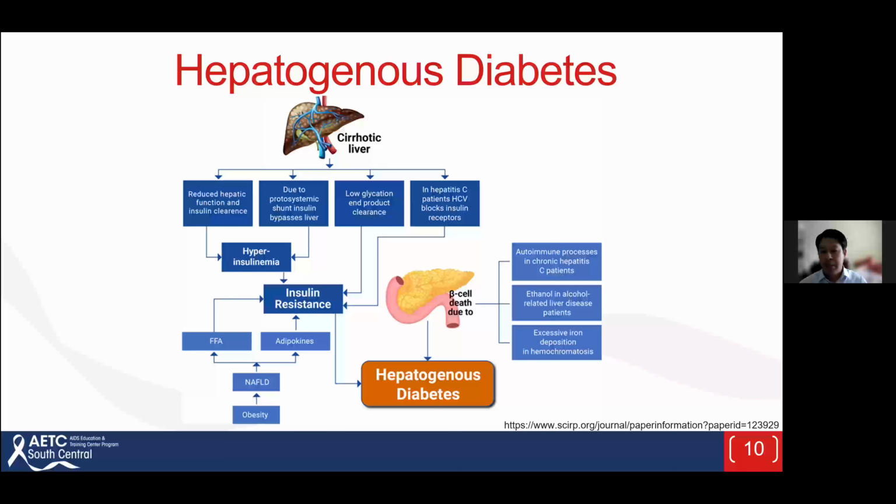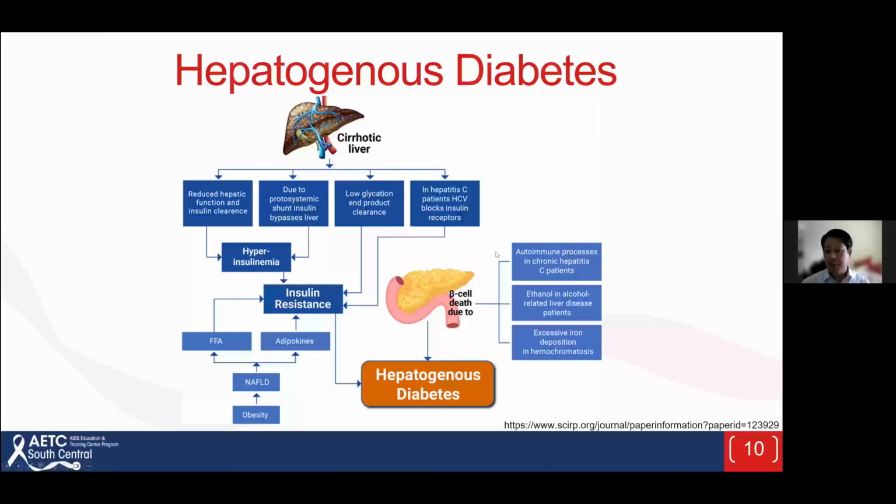And so the ability of the liver to take up sugar is greatly diminished. The insulin within the cirrhotic liver just passes through, and so now you have all this insulin floating around in the body instead of it being partly used in the liver, again leading to hyperinsulinemia and then insulin resistance. Compound that with obesity, and we really have this recipe for a diabetes disaster that's happening.